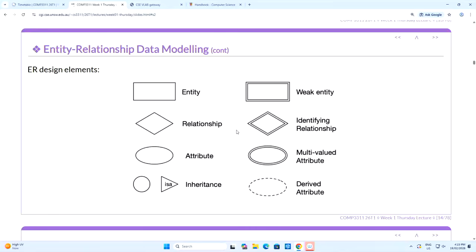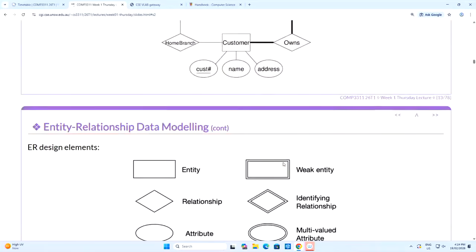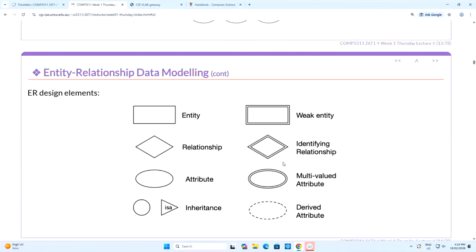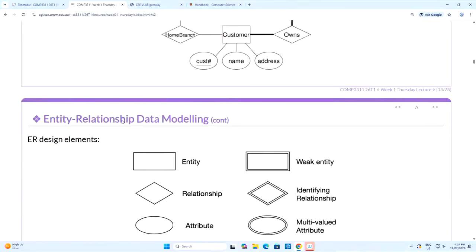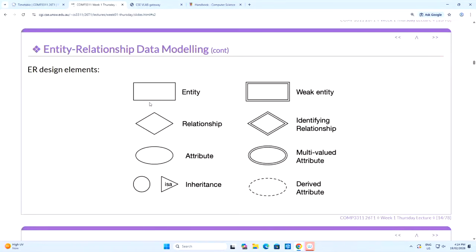We also have double rectangles, double diamonds, and double ovals. They represent slightly more complex things. So we would have something like a weak entity, an identifying relationship, as well as multi-valued attributes. We'll talk more about that later when we encounter them. Right now, all you need to know is that rectangles are entities, diamonds are relationships, and ovals are attributes.